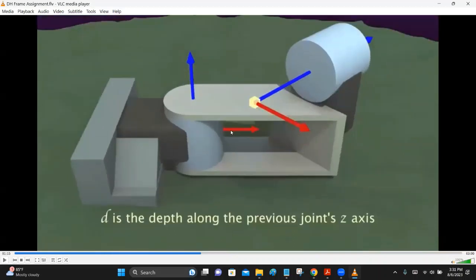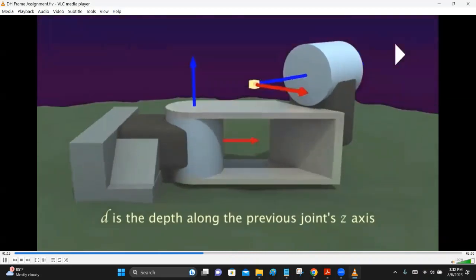Now you can see the previous x-axis, this one, right? This is the previous x-axis or the base coordinate frame. It is fixed, it's not moving. But this one is moving. This x-axis is moving, right? So between them, there is an angle.